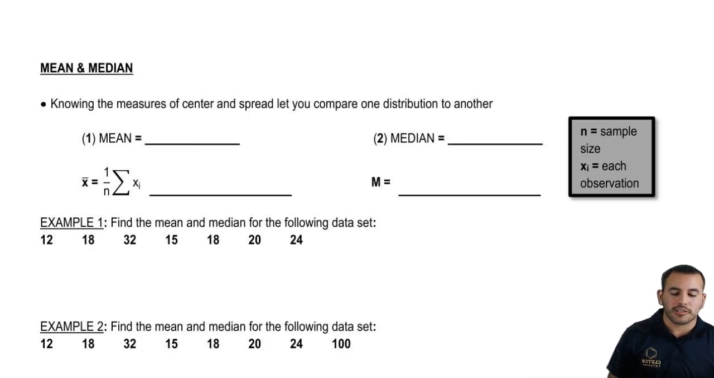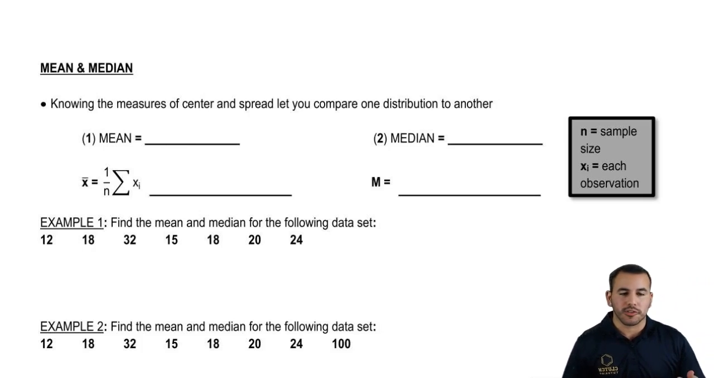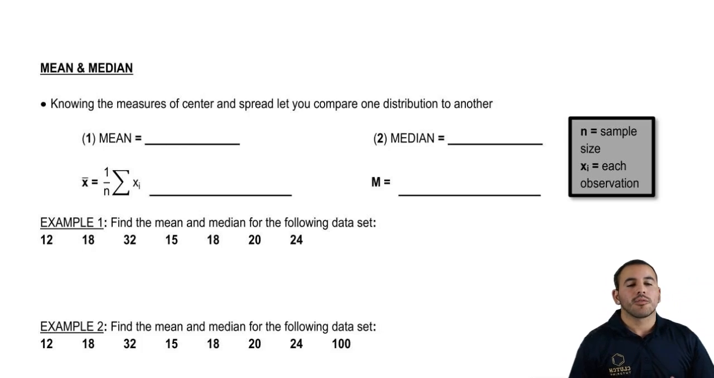Knowing the measures of center and spread can let you compare one distribution to another. We're not quite fully there yet because we don't know what spread is, but once we get there, we'll be able to see how distributions compare to one another. So let's start off with the mean.